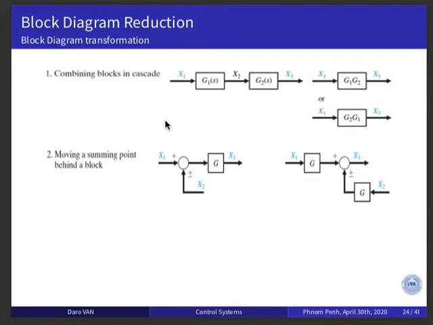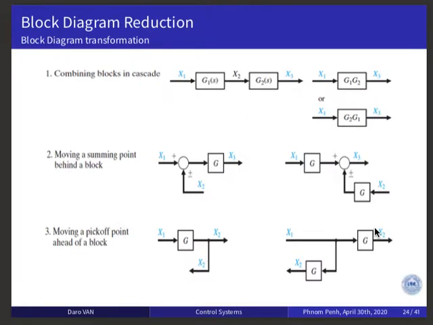The second one is moving a summing point behind a block. For example, you have the diagram shown like this, and you want to move this summing point into this part. In that case, you need to add this g right here too, because the math has to be consistent. In this case, x1 plus x2 times g will be equal to x3. And if we want to move it like this, we need to add g here, so that x3 will be the same.